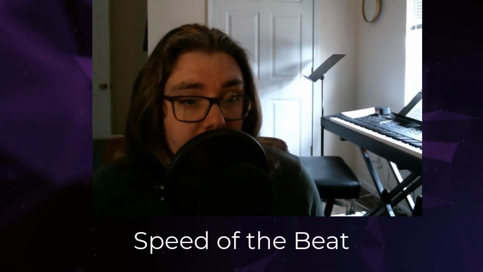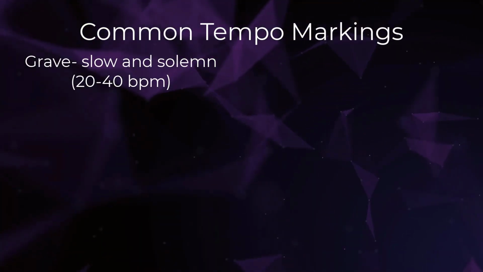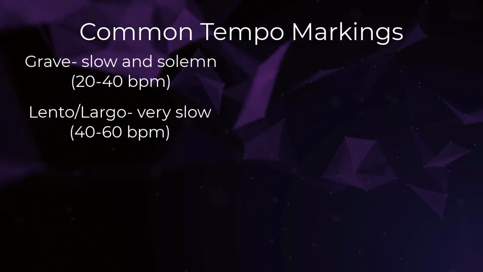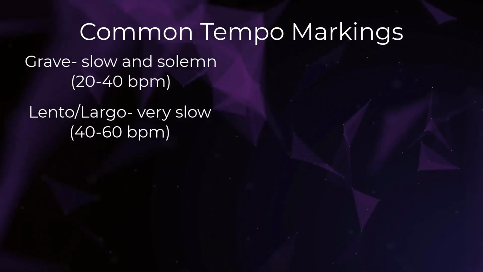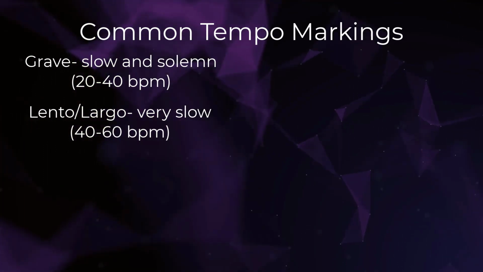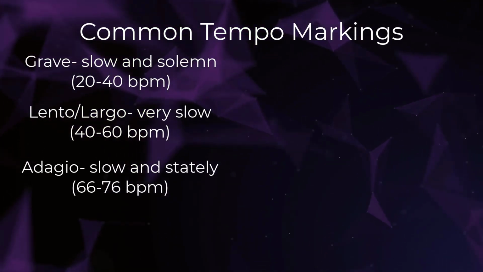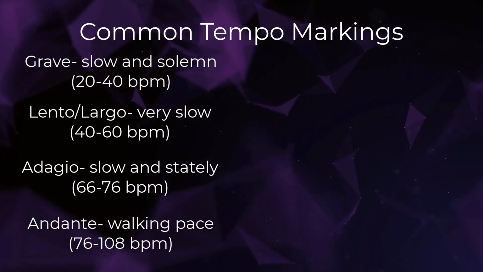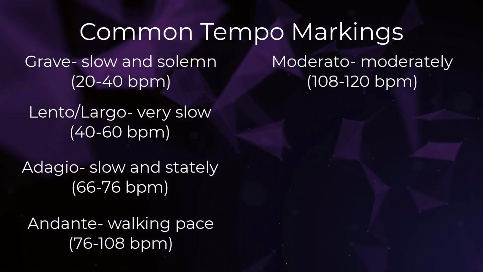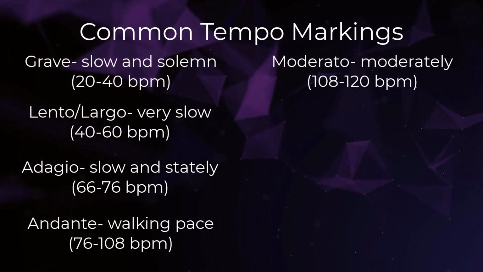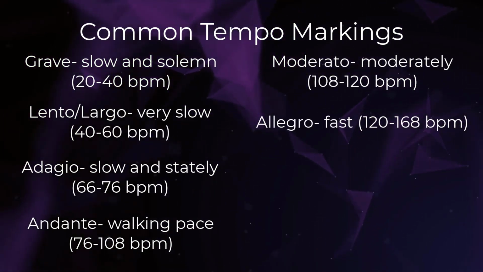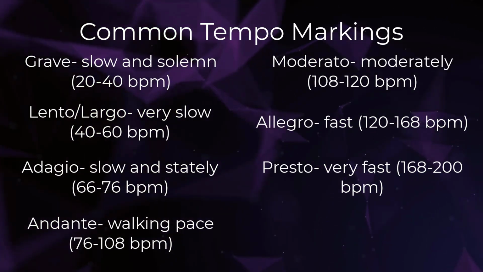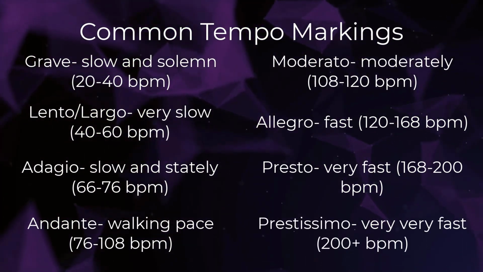Tempo is the speed of the beat. Here are some common tempo markings and their beat per minute connotations. Grave, meaning slow and solemn. Lento or largo, they're used interchangeably, both meaning very slow. Adagio, meaning slow and stately. Andante, meaning walking pace. Moderato, meaning moderately. Allegro, meaning fast. Presto, meaning very fast. Prestissimo, very, very fast.